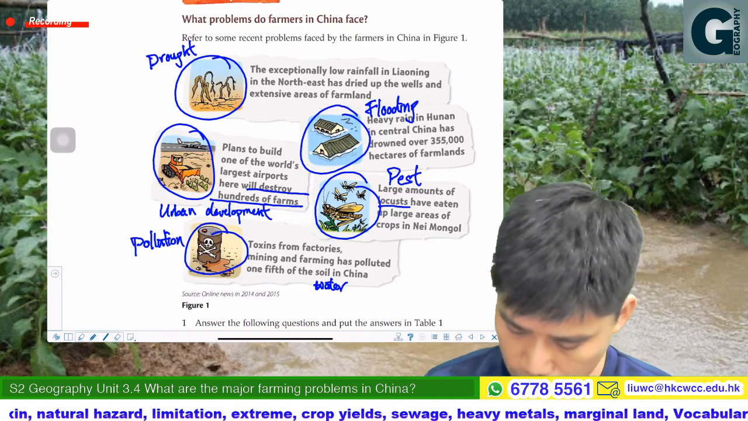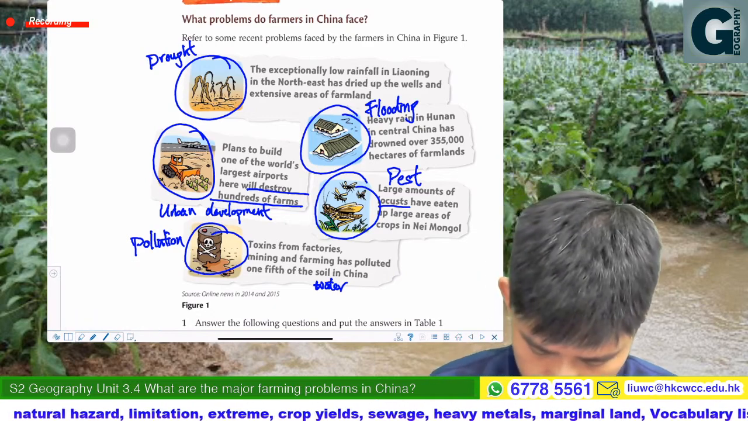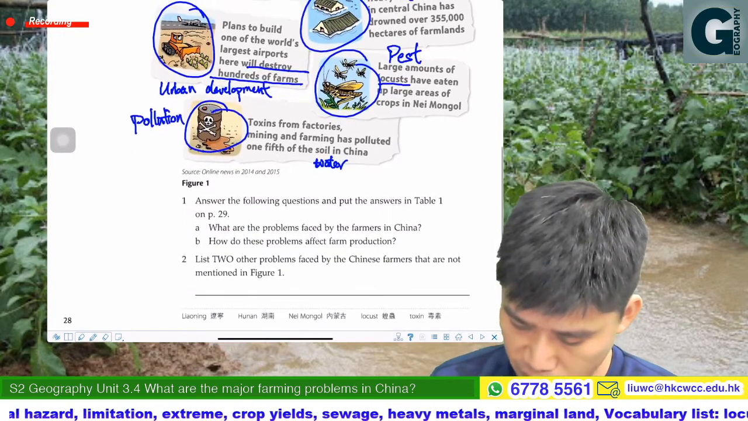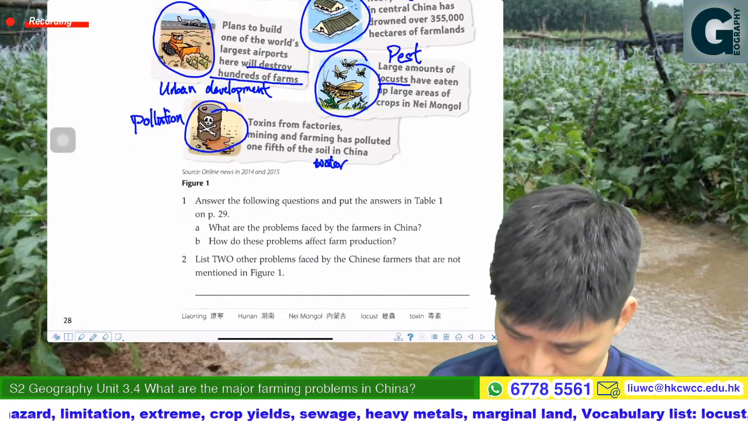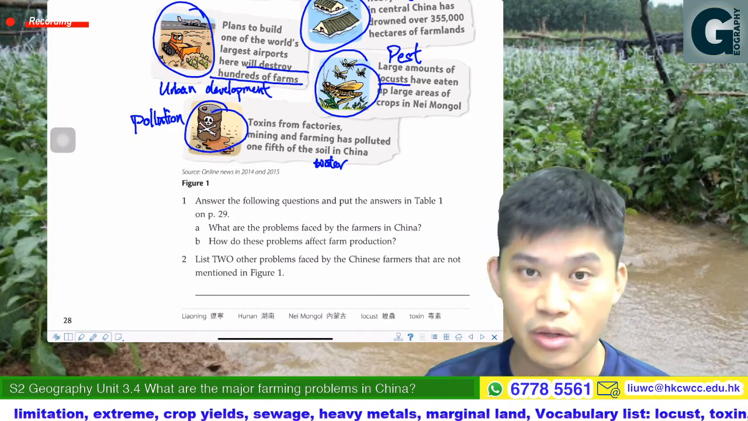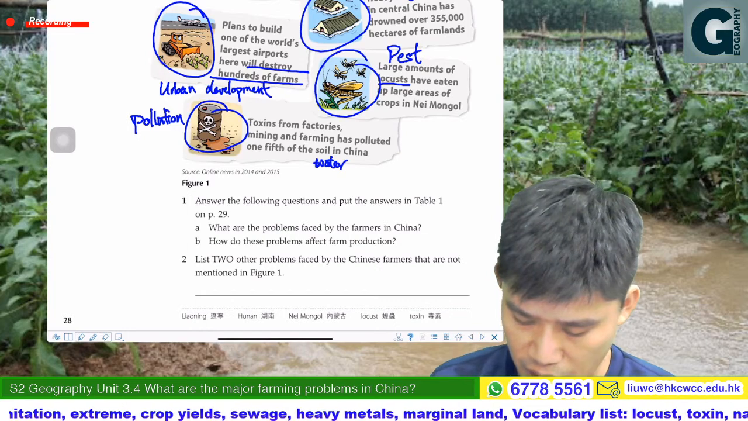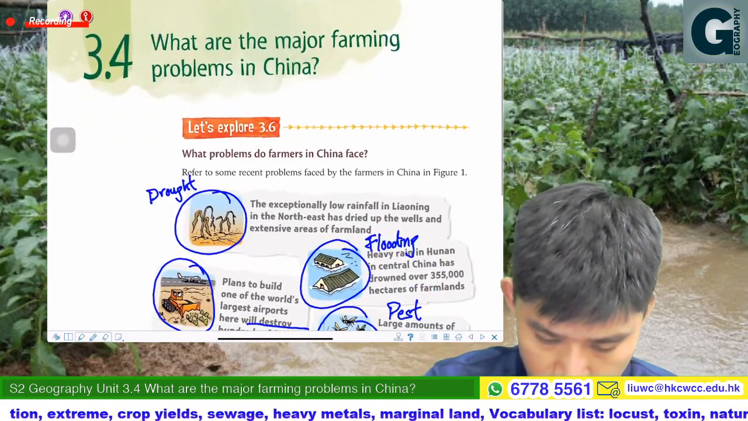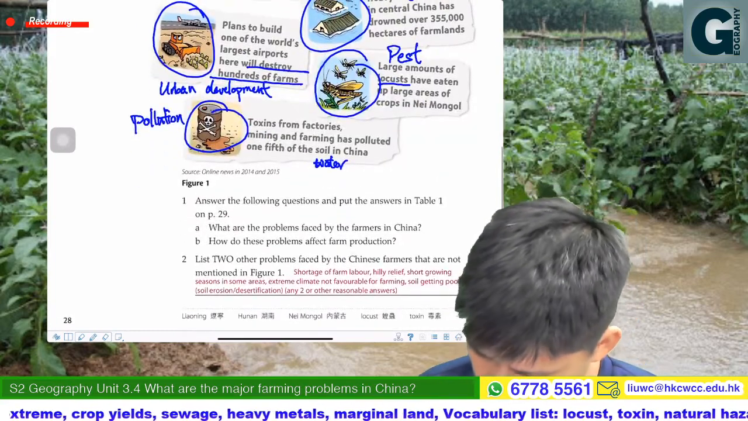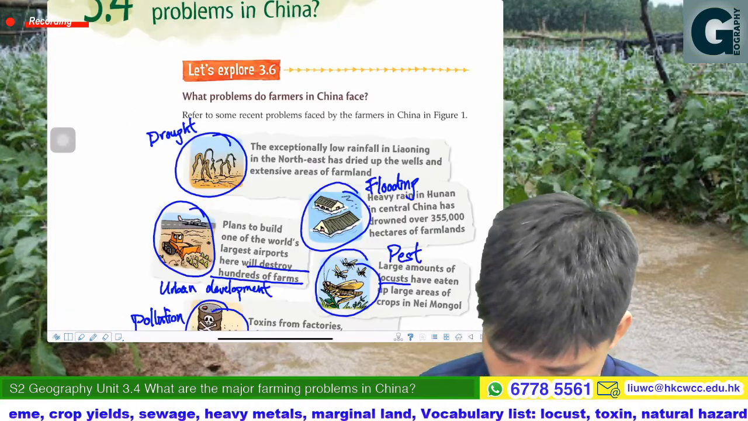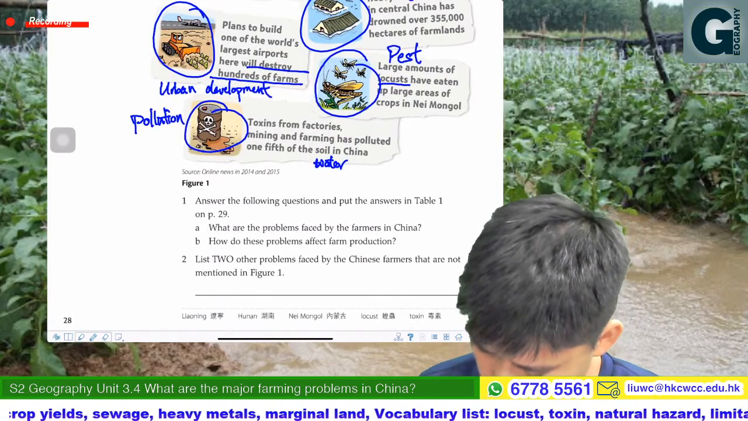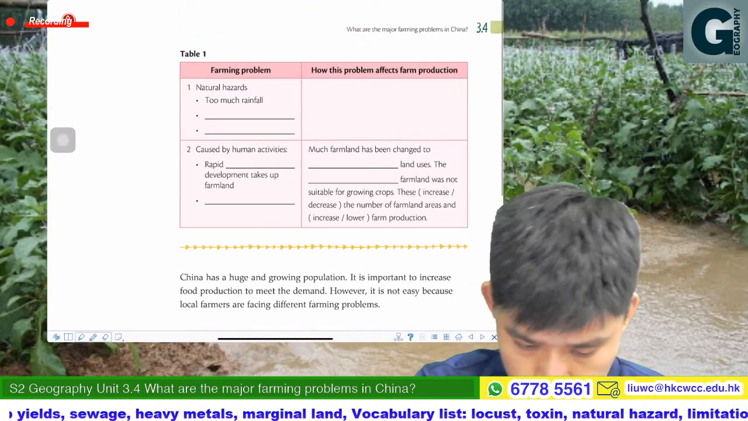So let's have a look. What are the problems faced by the farmers in China? How do these problems affect the farm production? Of course, it will decrease the farm production. Or I may show you the answer here. It didn't mention. Table 1. Okay, table 1. Here.